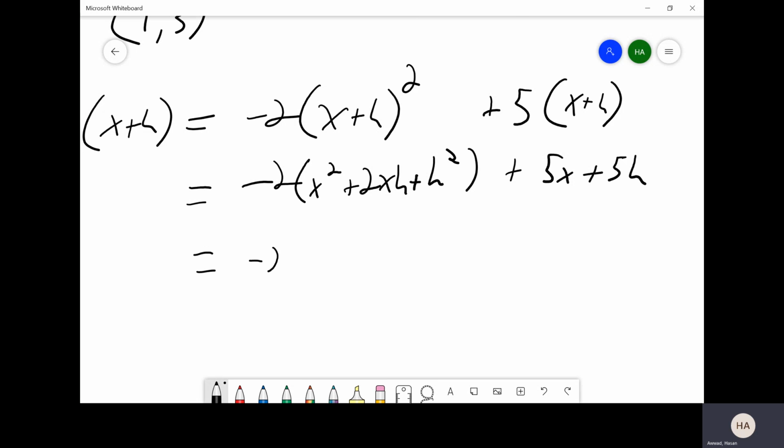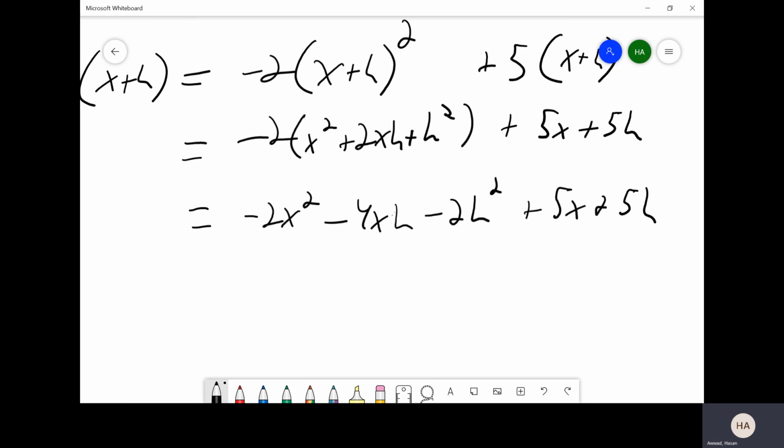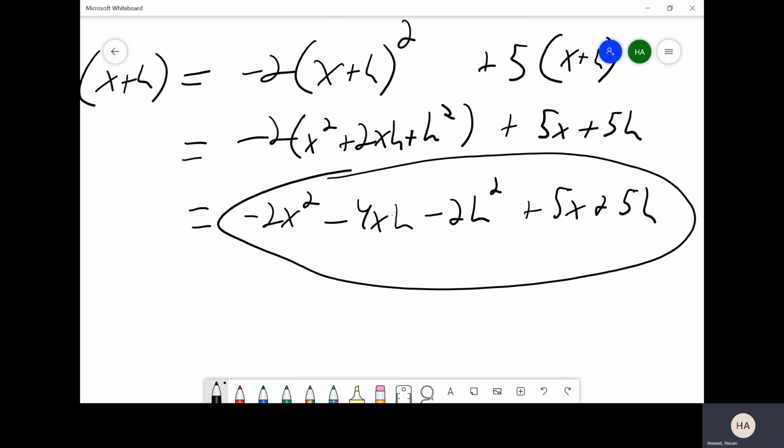So over here, we have negative 2x squared minus 4xh. The negative 2 times the middle piece, positive 2xh, gives me a negative 4xh, and then minus 2h squared plus 5x plus 5h. And as it turns out, there are actually no simplifications that we can do. This is in terms of x, this is in terms of h, this is in terms of h squared, this is x squared, and this is xh. So there's nothing that's going to combine. So as a result, we can just leave it in this form right here.